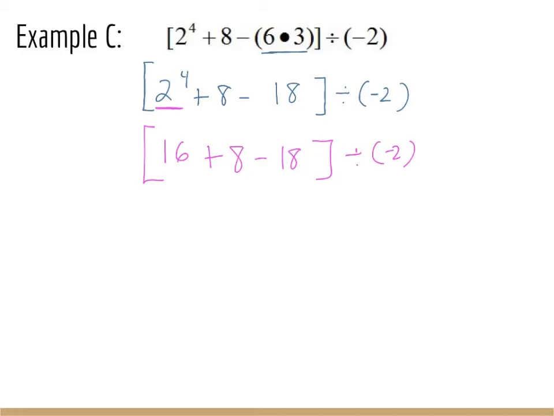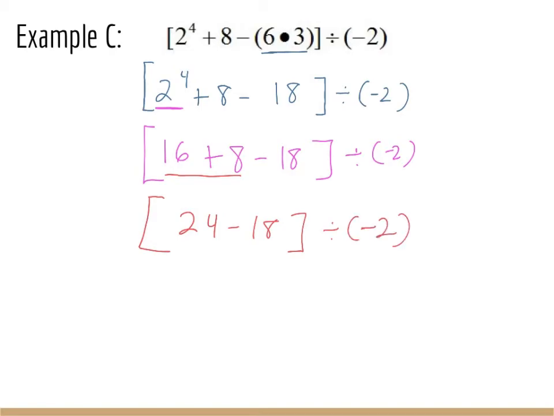So now I've got everything inside my braces, and I've got pluses and minuses, so I'm going to work left to right. You could just type in 16 plus 8 minus 18 straight in your calculator. That will work too, but we're going to go one step at a time here so we don't get lost. I'm going to underline the 16 plus 8. We're going to be working left to right inside our braces. So 16 plus 8 is 24. So 24 minus 18 is what's left inside my braces, divided by negative 2.